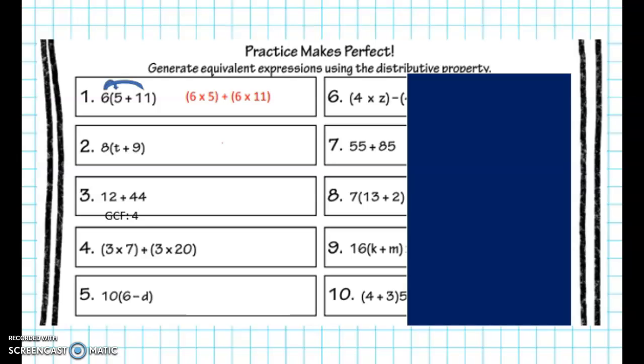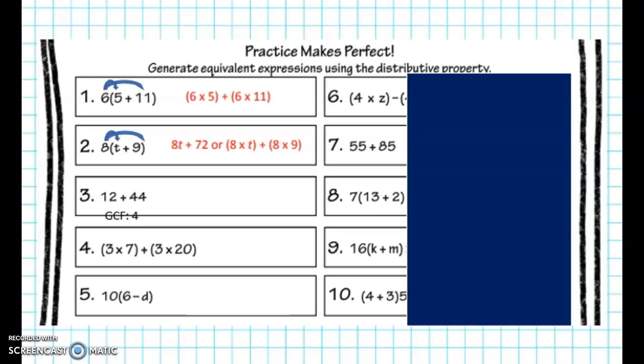Number 2 again shows factored form. So we will take 8 times t and write that as 8t. Then we would take 8 times 9, which is 72. Or you can leave it expanded out into 8 times t plus 8 times 9.